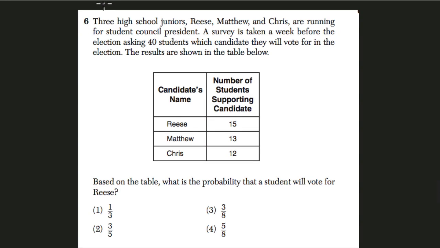Okay, so in this problem, we're told that three high school juniors, Reese, Matthew, and Chris, are running for student council president. The survey is taken a week before the election, asking a total of 40 students. So they tell you how many students there are. There are 40 students. Which candidate they will vote for in the election. The results are shown on the table below.